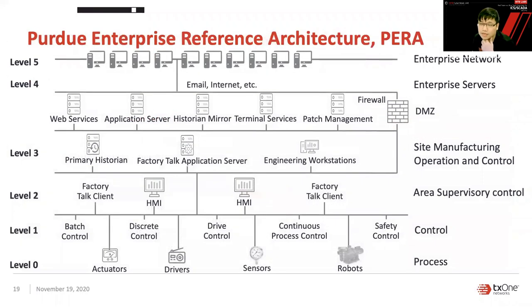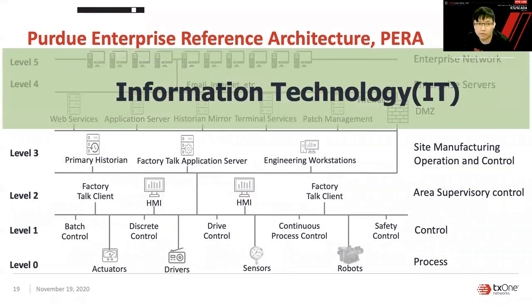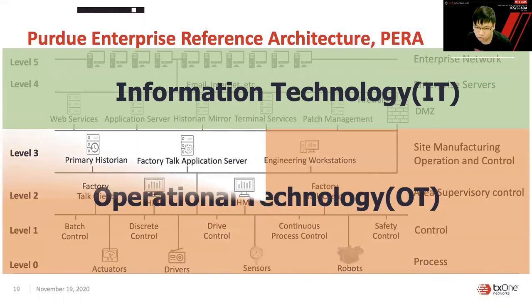And when we talk about ICS security, we will talk about this model, the Purdue Enterprise Reference Architecture. This architecture is all focused on providing ICS security. Layer 4 to layer 5 is our IT layer, which has things we are familiar with, like web services and server devices. And from level 0 to level 3, we call this OT.